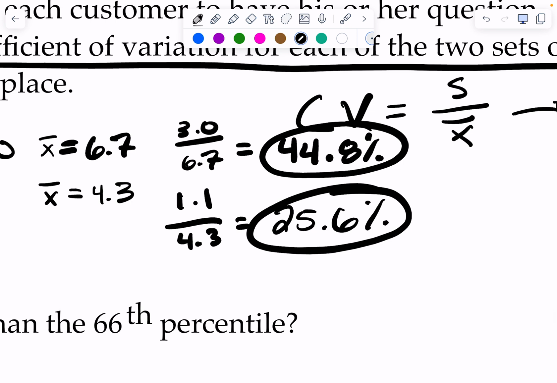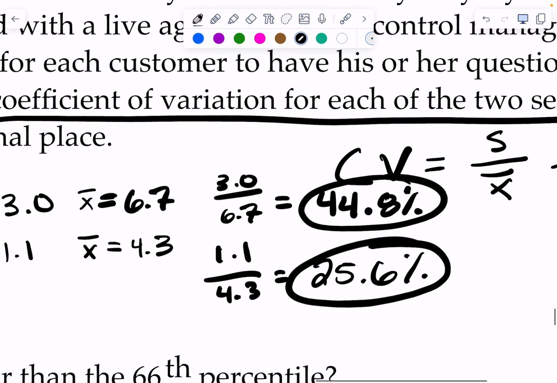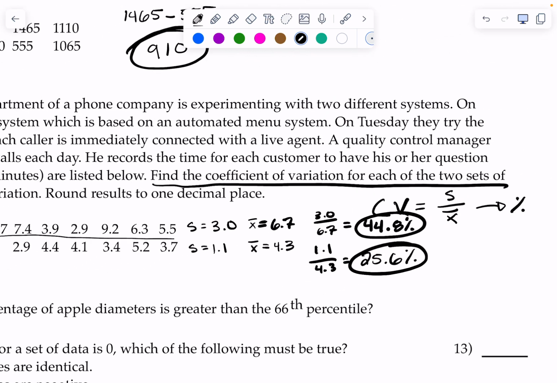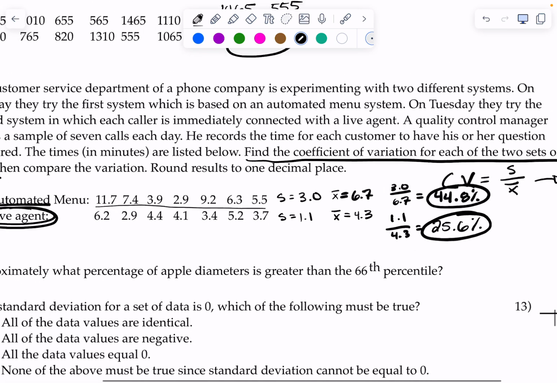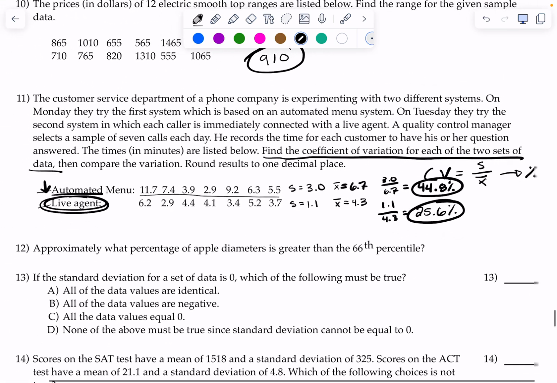Technically, I think we probably should have used 2 decimal places, because I think we round to 1 decimal place at the very end. That's what I did. But if you round it at the beginning, I'm not going to count it wrong, because you're showing me that you know how the process works. So find the coefficient for each of the 2 data sets, then compare the variation. So which one varies more? The top one, right? Automated menu has more variation.